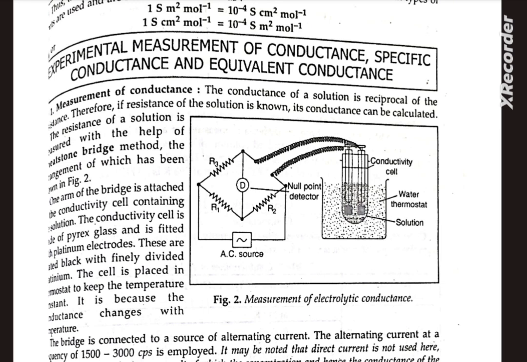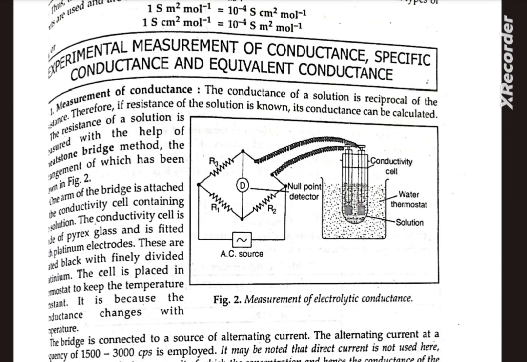Experimental measure of conductance, specific conductance and equivalent conductance. First, measurement of conductance. The conductance of a solution is the reciprocal of resistance. Therefore, if the resistance of a solution is known, its conductance can be calculated. The resistance of a solution is measured with the help of the Wheatstone bridge method, the arrangement of which is shown in the figure.